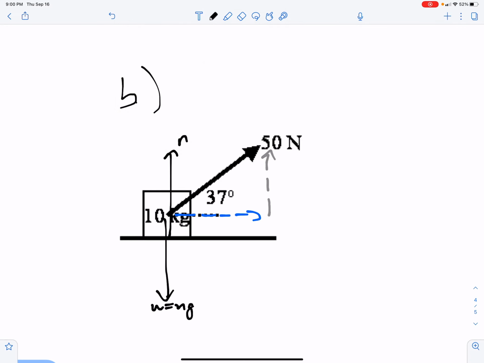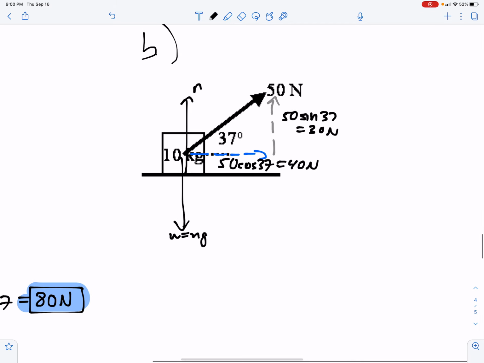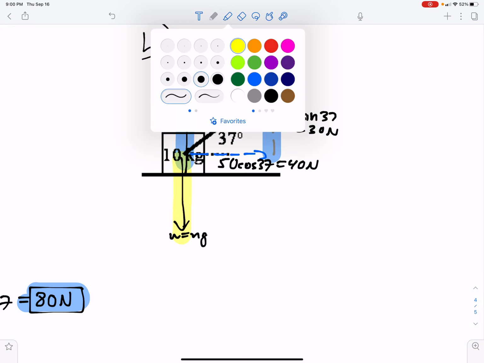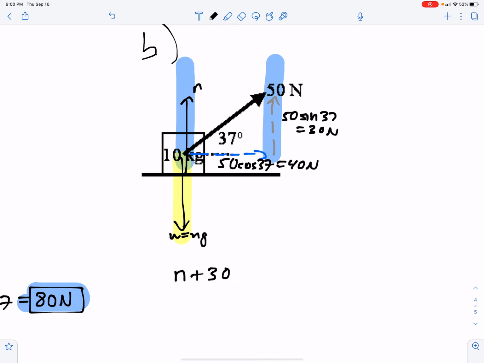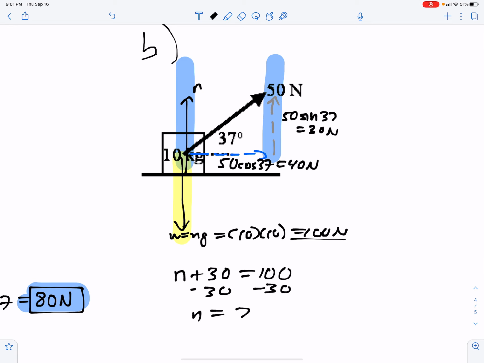You'll remember the blue is the adjacent side, so that would be 50 cosine 37, which is 40 newtons. And the gray side is 50 sine 37, which is 30 newtons. Well, normal force is a vertical force, so we would talk about two vertical forces going up equal to one vertical force going down. So normal force plus 30 equals the weight, which is 10 times 10, or 100 newtons. In this example, normal force is 70 newtons.